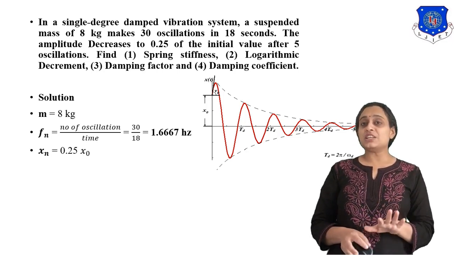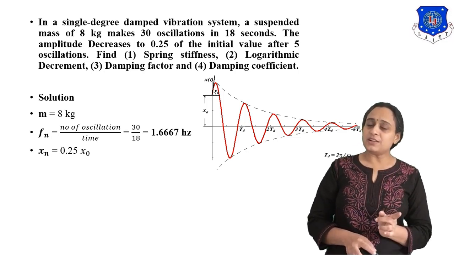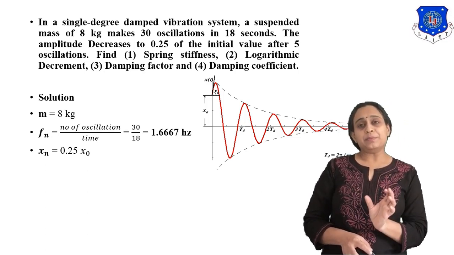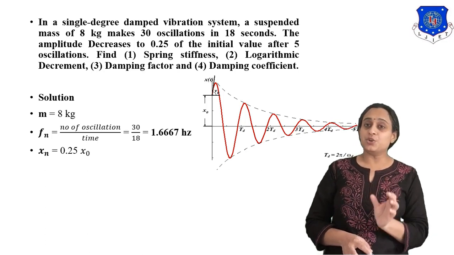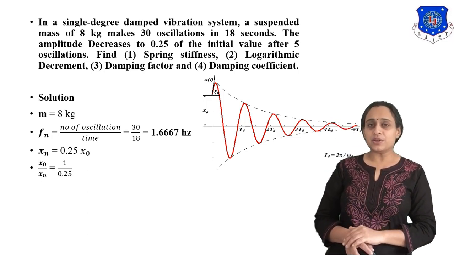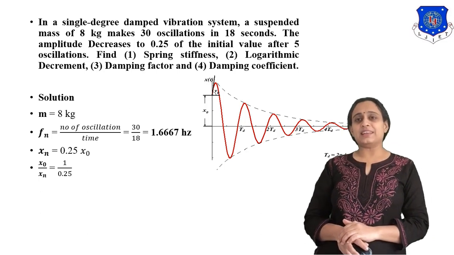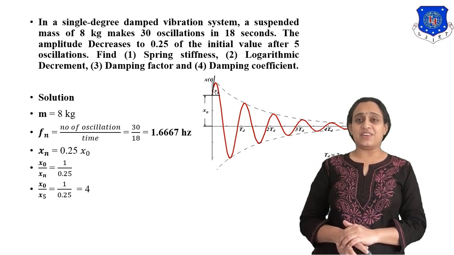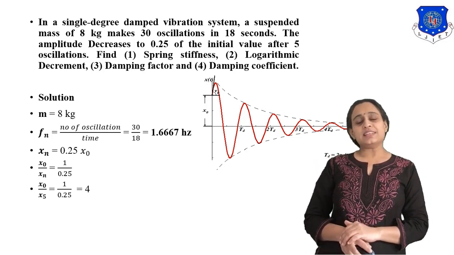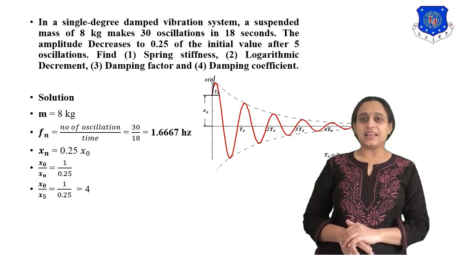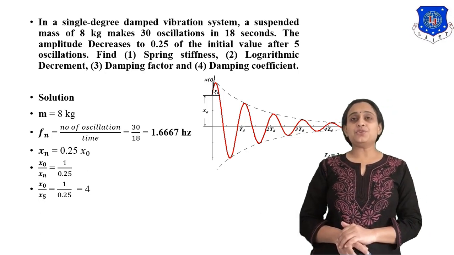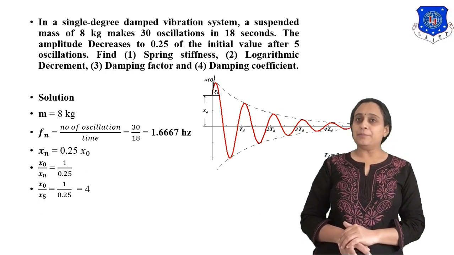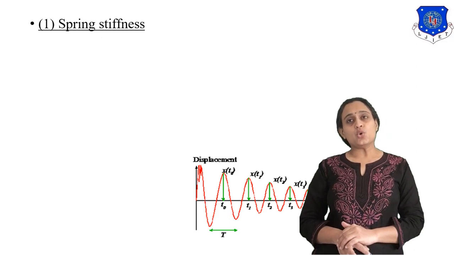The amplitude decreases to 0.25 of the initial value after 5 oscillations. Students, number of oscillations are 5. So final amplitude xn is equal to 0.25 of the initial value, it means 0.25 into x0. So we can write x0 by xn is 1 upon 0.25, it means finally we can write as 4. Now x0 by x5 we can write as 4. What we need to find out? We need to find out spring stiffness, logarithmic decrement, damping factor as well as damping coefficient.